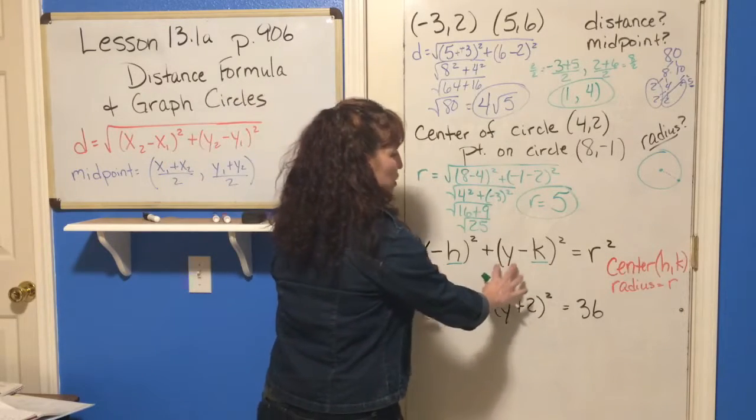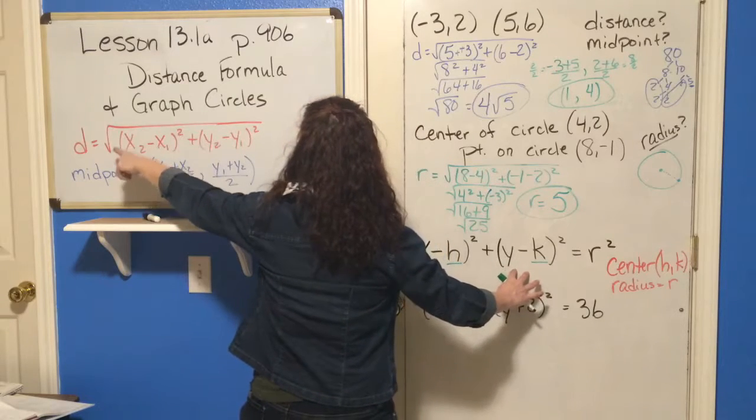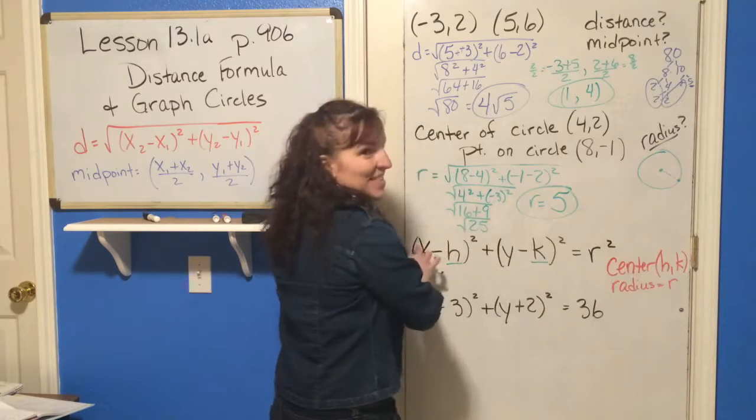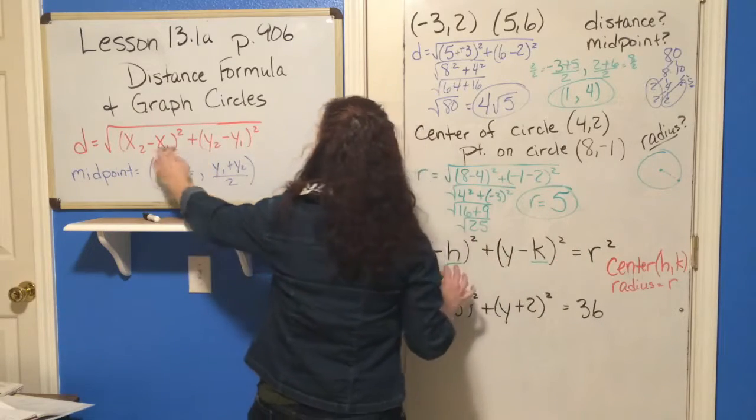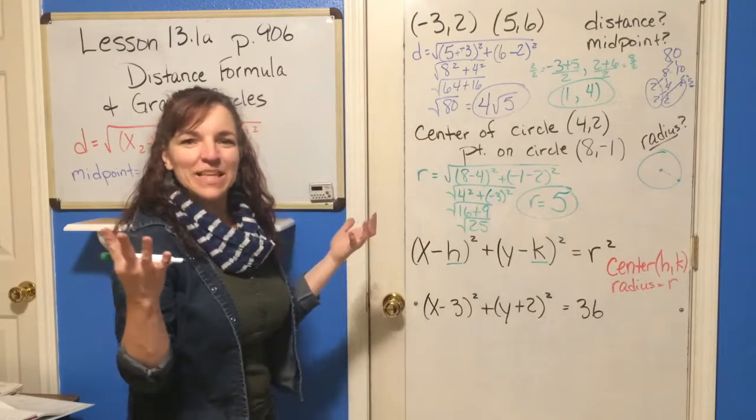And then the only difference between this and your distance formula is you've got a square root here, but here you're squared. So if you were to take the square root of both sides, we would end up with exactly the same thing as this distance formula. That's why we're doing it in the same section.